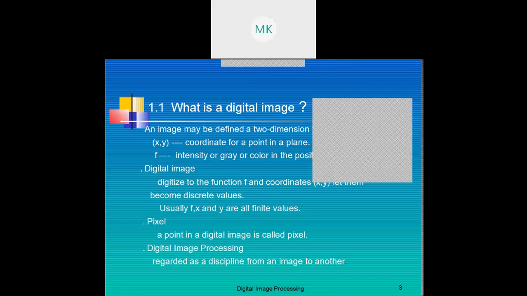And these elements are nothing but picture elements, image elements, or pixels. Digital image processing: when an image is processed by a digital computer, it is called digital image processing. So it is regarded as a discipline from an image to another.